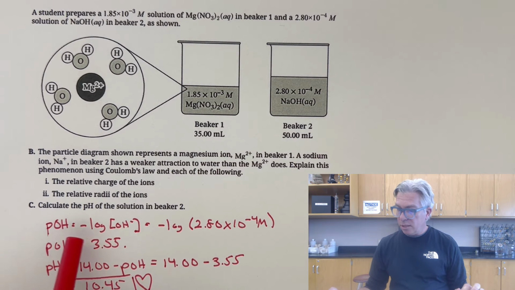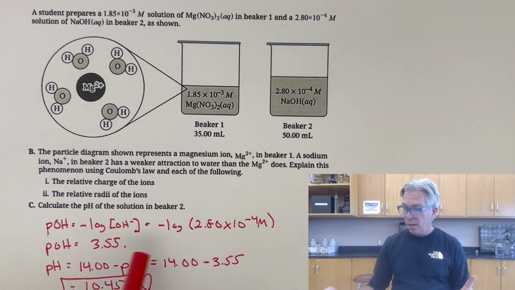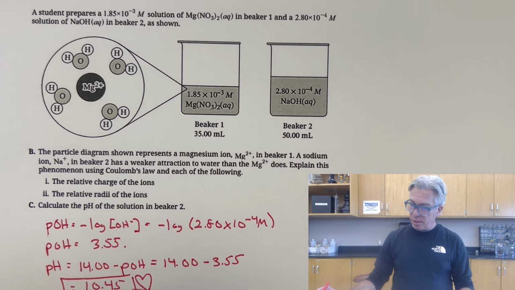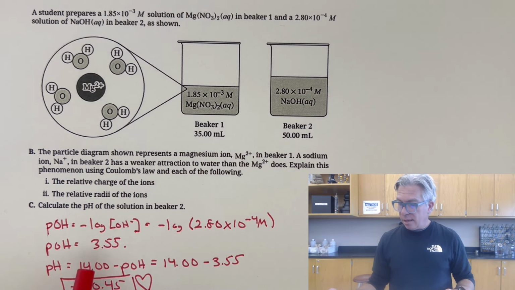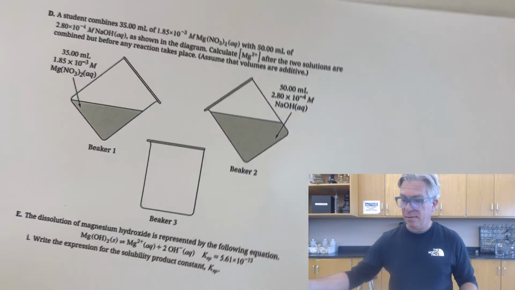Then the pOH is simply the negative log of that, 2.8 times 10 to the minus 4th. I punched my calculator and I got 3.55, 2 decimal places, for the pOH. And then subtracting the pOH from 14 gives you the pH. So pH plus pOH equals 14. Subtracting that from 14 gives me 10.45.